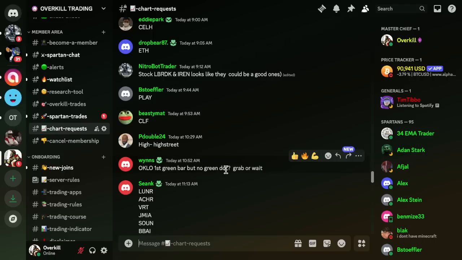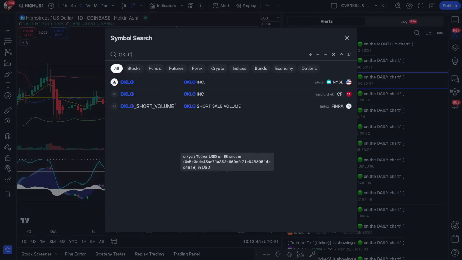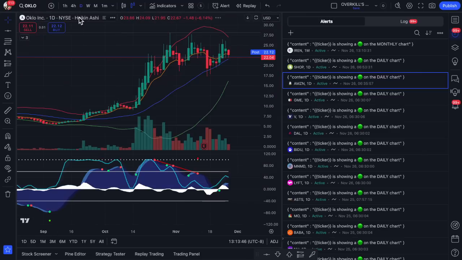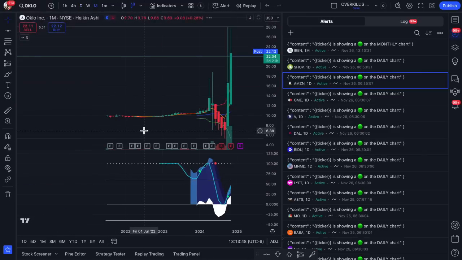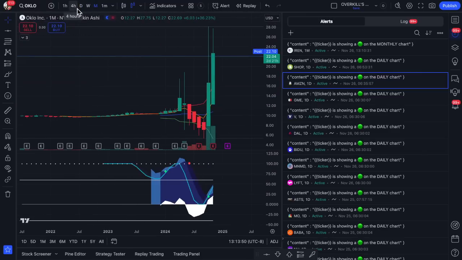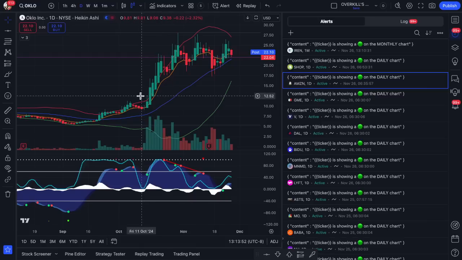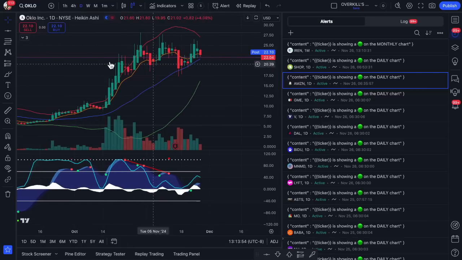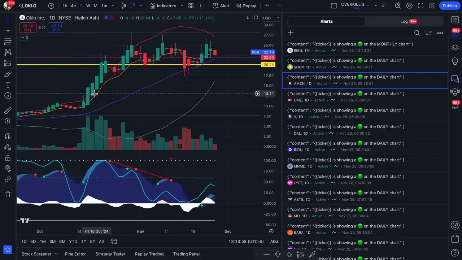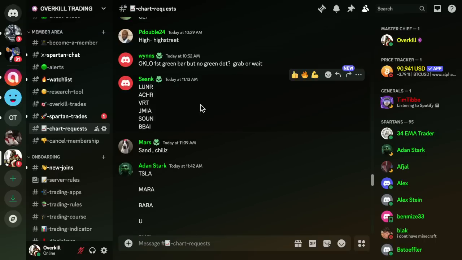OKLO, first green bar, but no green dot. Okay, green on the monthly, which is good. Let's look at the daily here. You got a red candle on the daily, so set your stop loss right there at 2020. 2020 on the stop loss there.